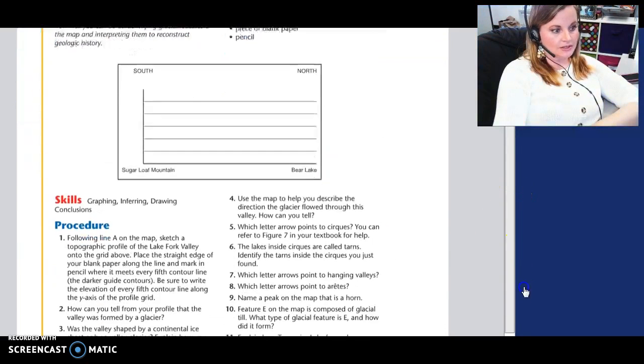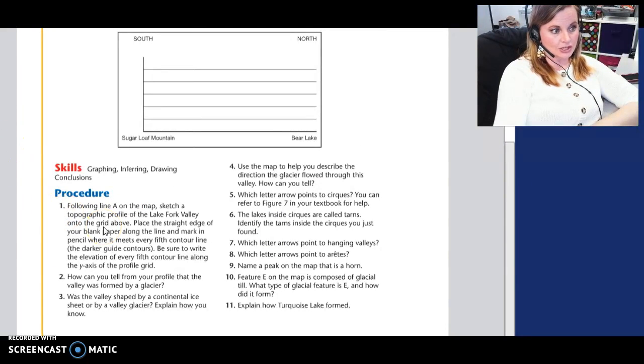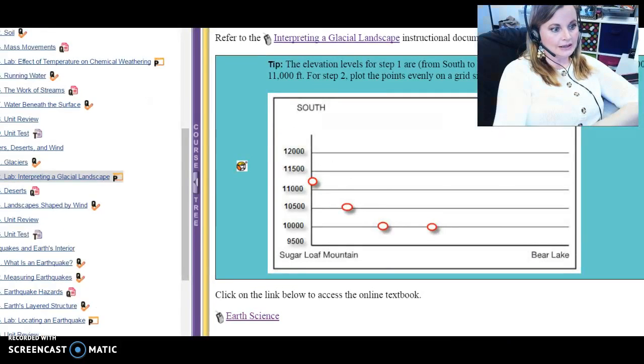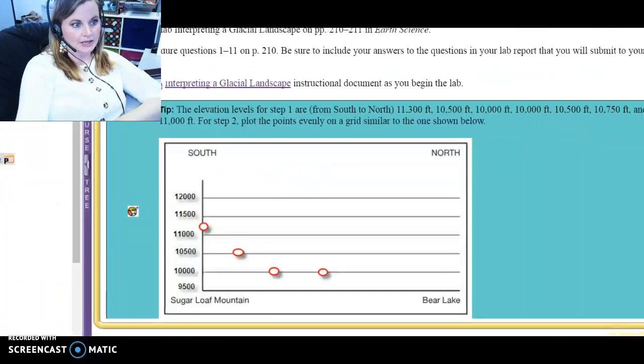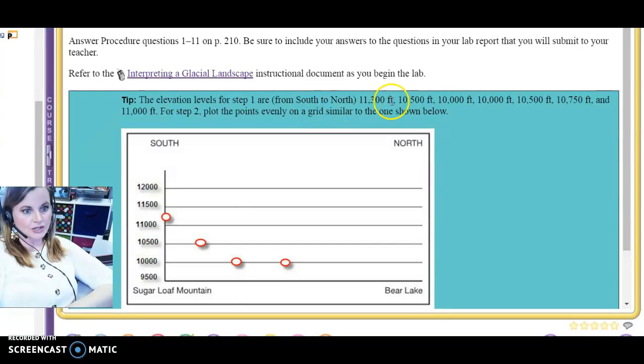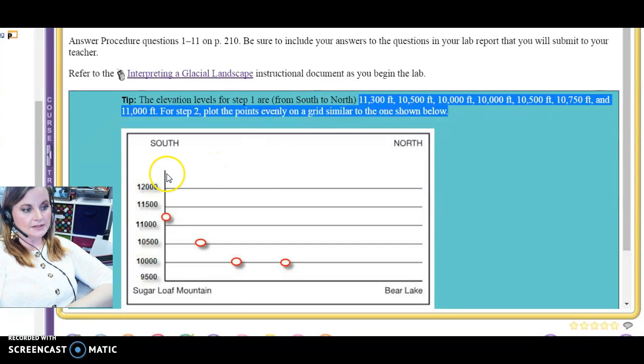Alright, so the first question says, following the line A on the map, sketch a topographic profile of the Lake Fork Valley onto the grid above. Now remember, I also mentioned that in the actual lab, it gives you this information. Even on this page, it tells you the elevations from south to north. So you don't have to see those elevation lines, contour lines, because I know the numbers are super small and blurry and you can't see them. You just use the numbers given right on the screen, and that's going to tell you where to put the remaining dots. There should be a few more dots that go here so that you can make this curve. Most of you did do that part correctly.